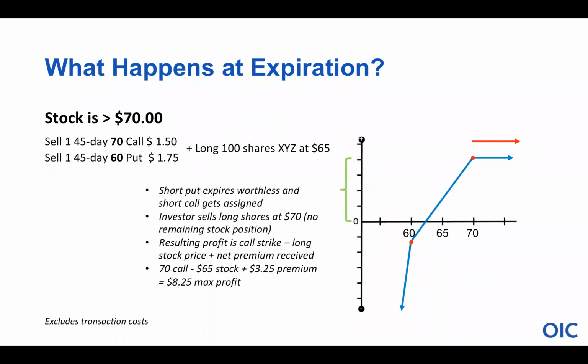So what happens finally at expiration with the stock above 70? Well, above 70, our short put expires worthless. The short call gets assigned, and we would lose our shares. We would end up making the net $8.25, the max profit. We would have a bunch of cash in our account, and we would have to redeploy it elsewhere.